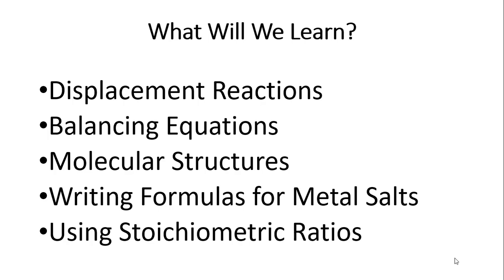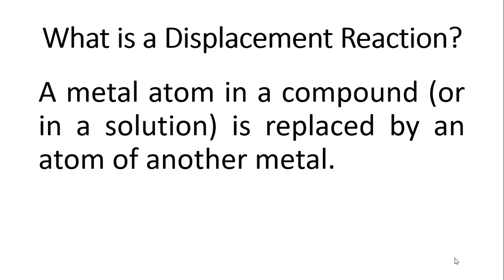The overarching goal of the experiment is to actually use the stoichiometric ratio and a given amount of material to determine the amount of another material that's possible in a reaction. So let's jump right in. So what is a displacement reaction? Displacement reactions happen when you have metal ions or metal atoms in a particular compound or solution that get replaced by an atom of another metal. In this case, we're going to be replacing copper with iron.